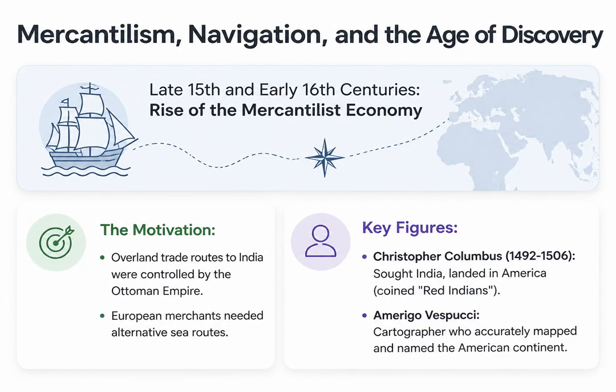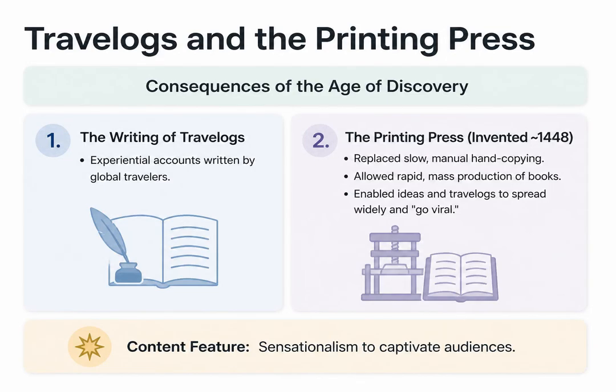This absolute church authority held until the late 15th century, when the mercantilist economy began to rise. Wealthy traders started funding massive navigation expeditions. Why? Because the Ottoman Empire controlled the overland trade routes to India, making trade incredibly difficult for Europeans. They desperately needed a sea route. This kicked off the Age of Discovery. Christopher Columbus sailed in 1492 looking for India, but landed in the Americas, mistakenly calling the indigenous people Red Indians. It was a cartographer named Amerigo Vespucci who realized it was a new continent, mapped it, and had it named America after himself.